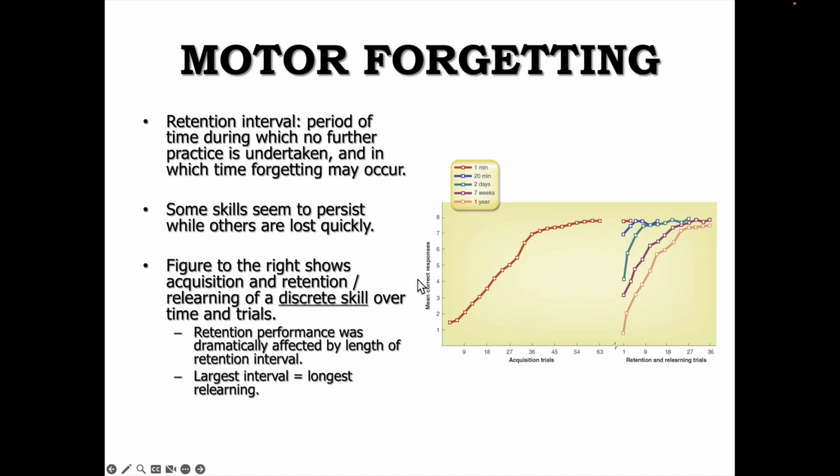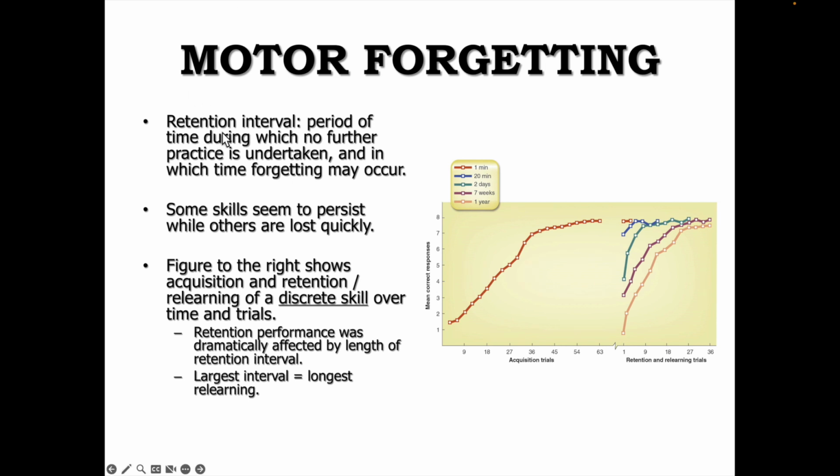So if we got motor memory there, the opposite of that would be motor forgetting. In order to understand motor forgetting, or how much our performance may drop when we experience periods where we don't actually practice, we need to understand the retention interval. A retention interval is the period of time where no further practice is taken, in which time we might forget how to perform a skill as well.